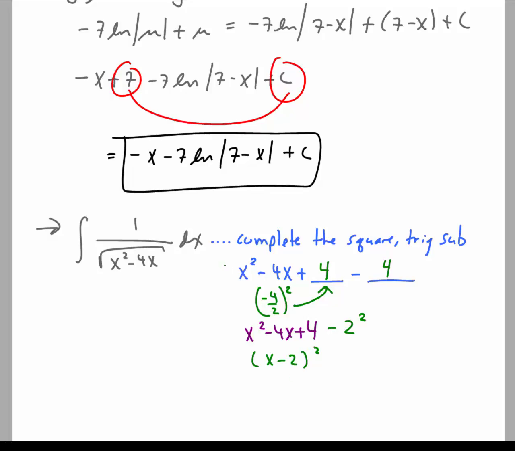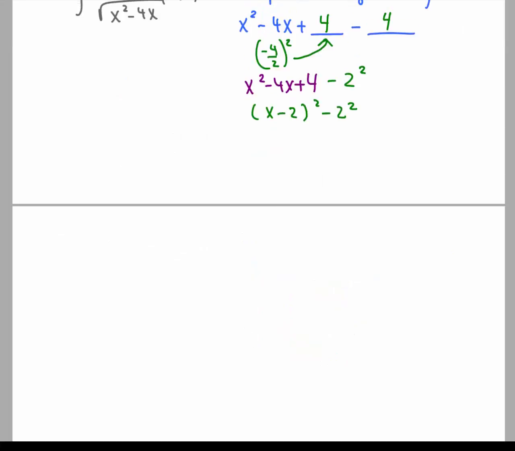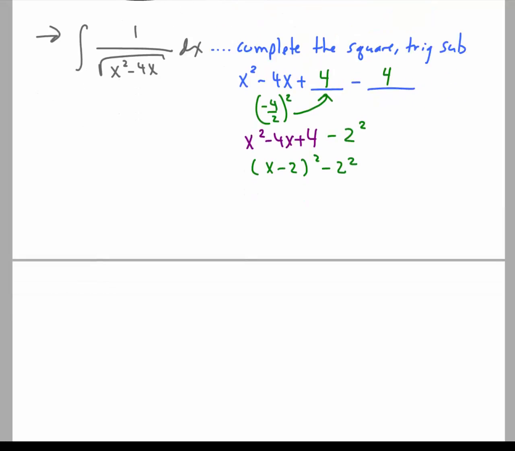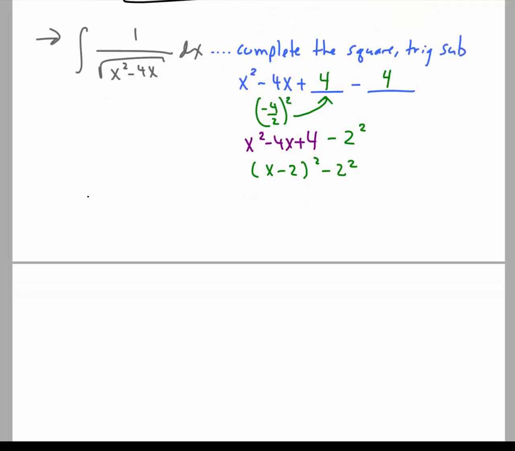Now if you had a 3 out in front of this x squared, I'd have to factor that 3 out first. So you have to be really careful about that. If your leading coefficient is not a 1, there's a little bit different process, a few more steps that you need to look at. So now that I've completed the square, I can rewrite my radicand, and then hopefully this will either fit a form or I can use a trig sub on it. So this is going to be the square root of x minus 2 quantity squared minus 2 squared, dx.